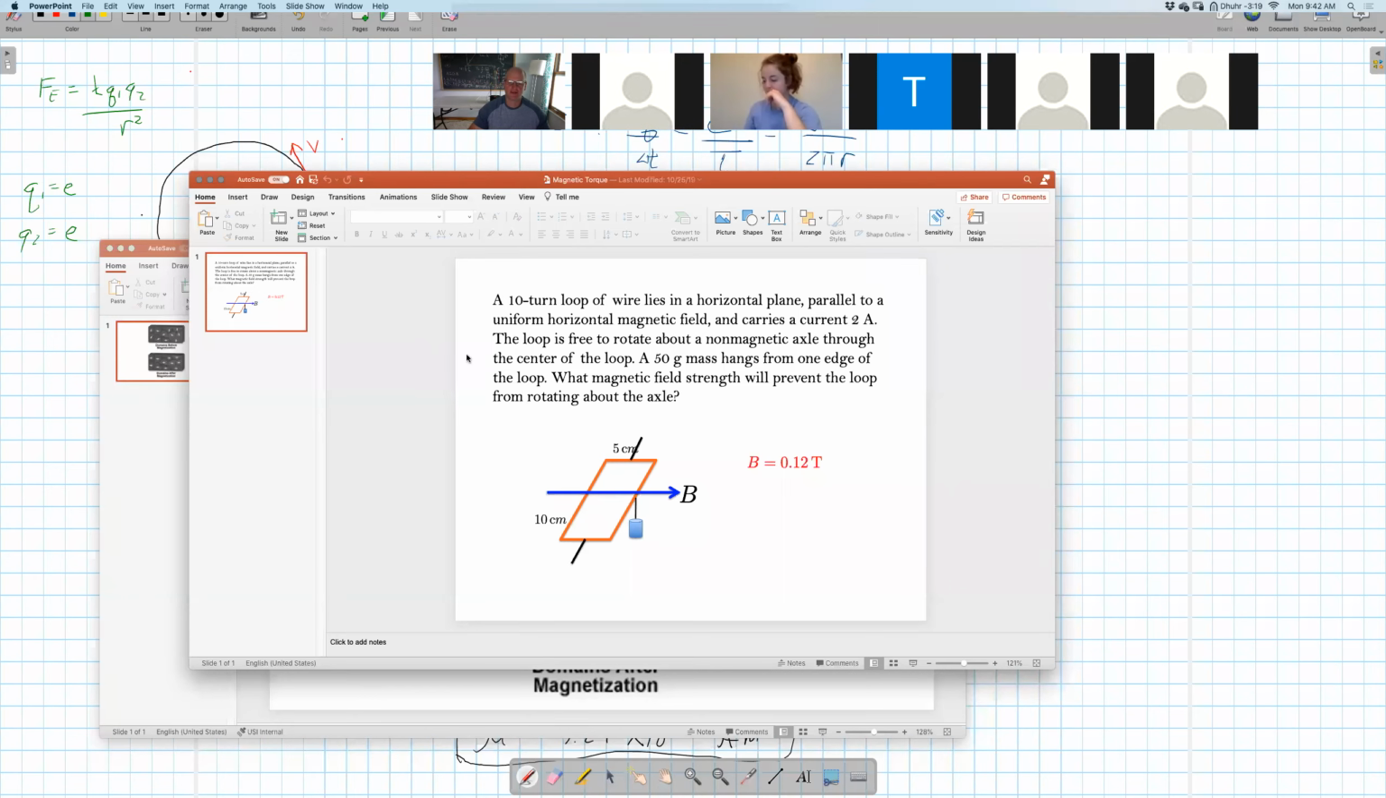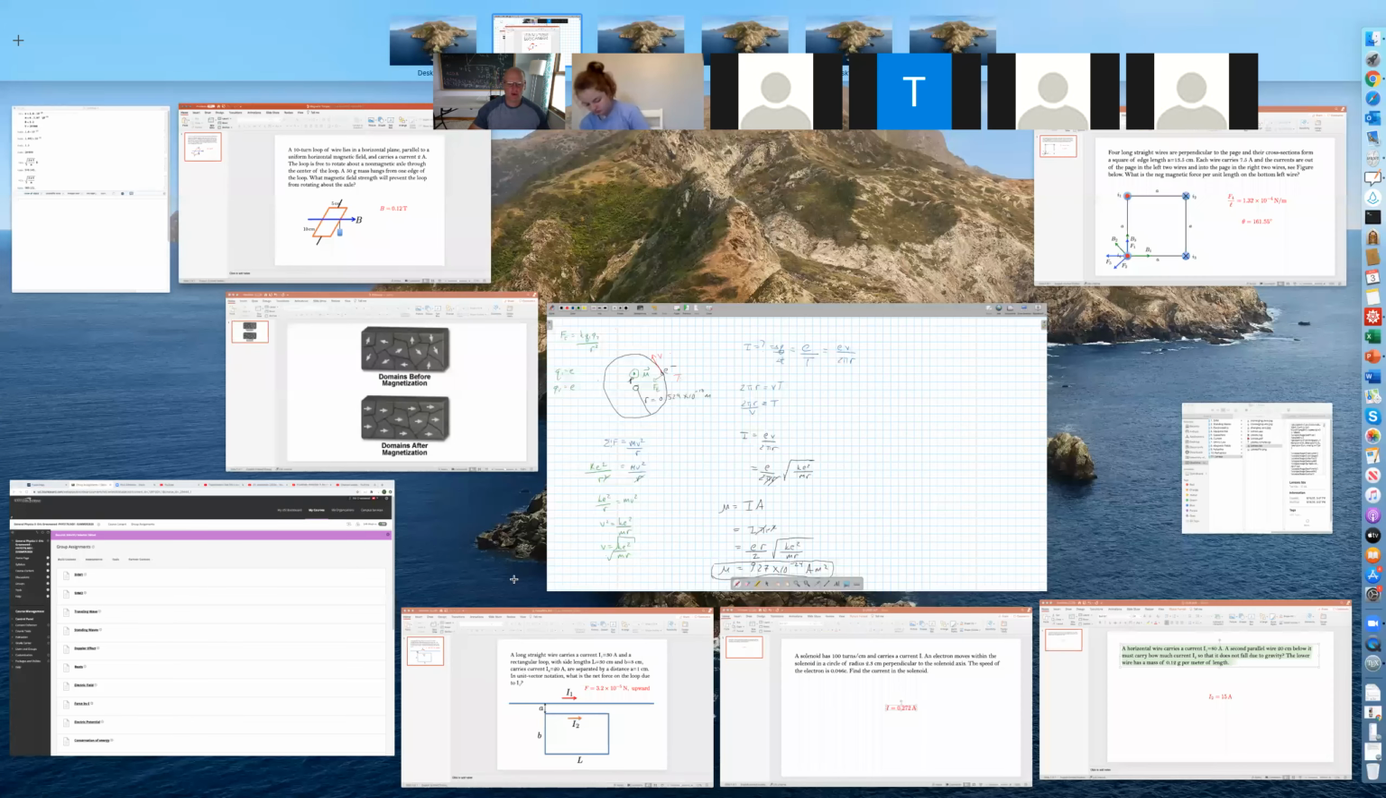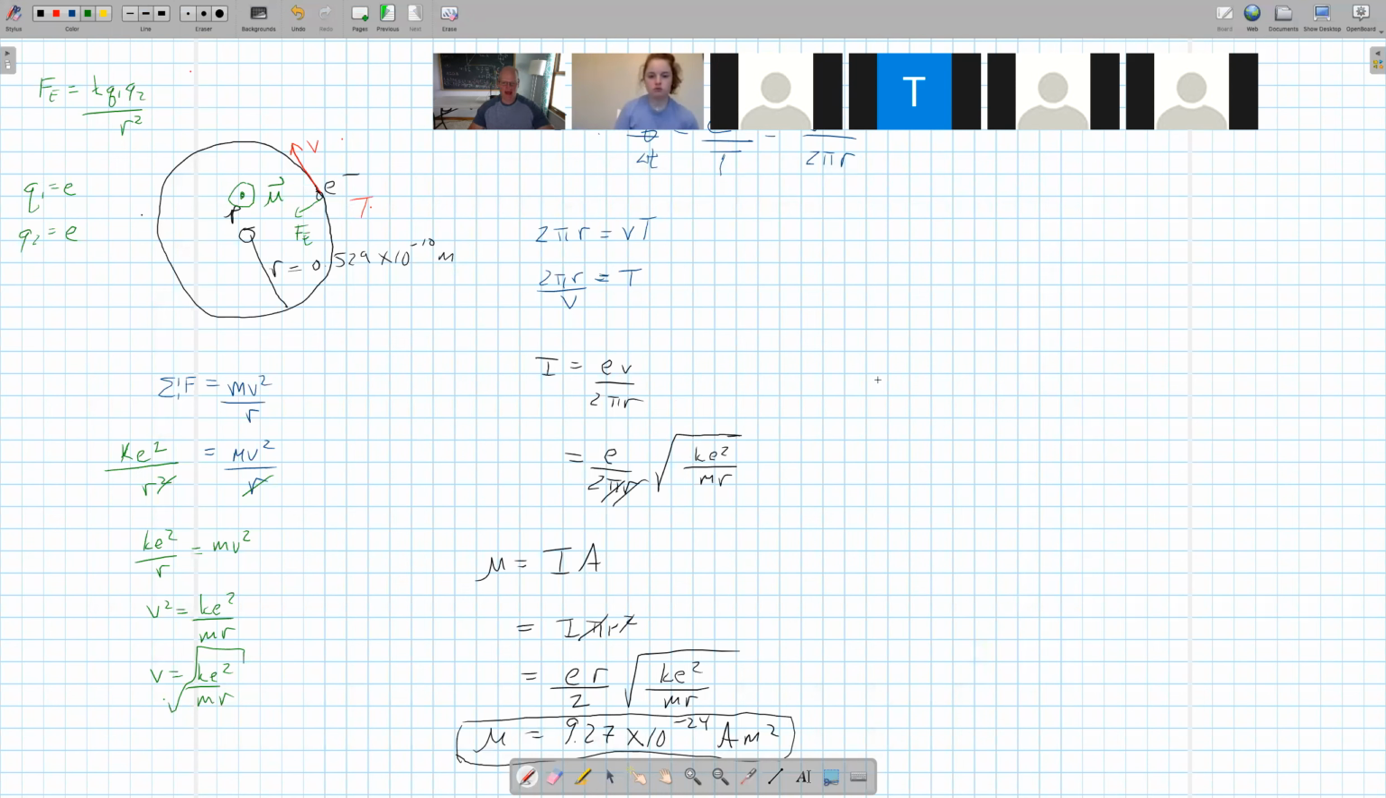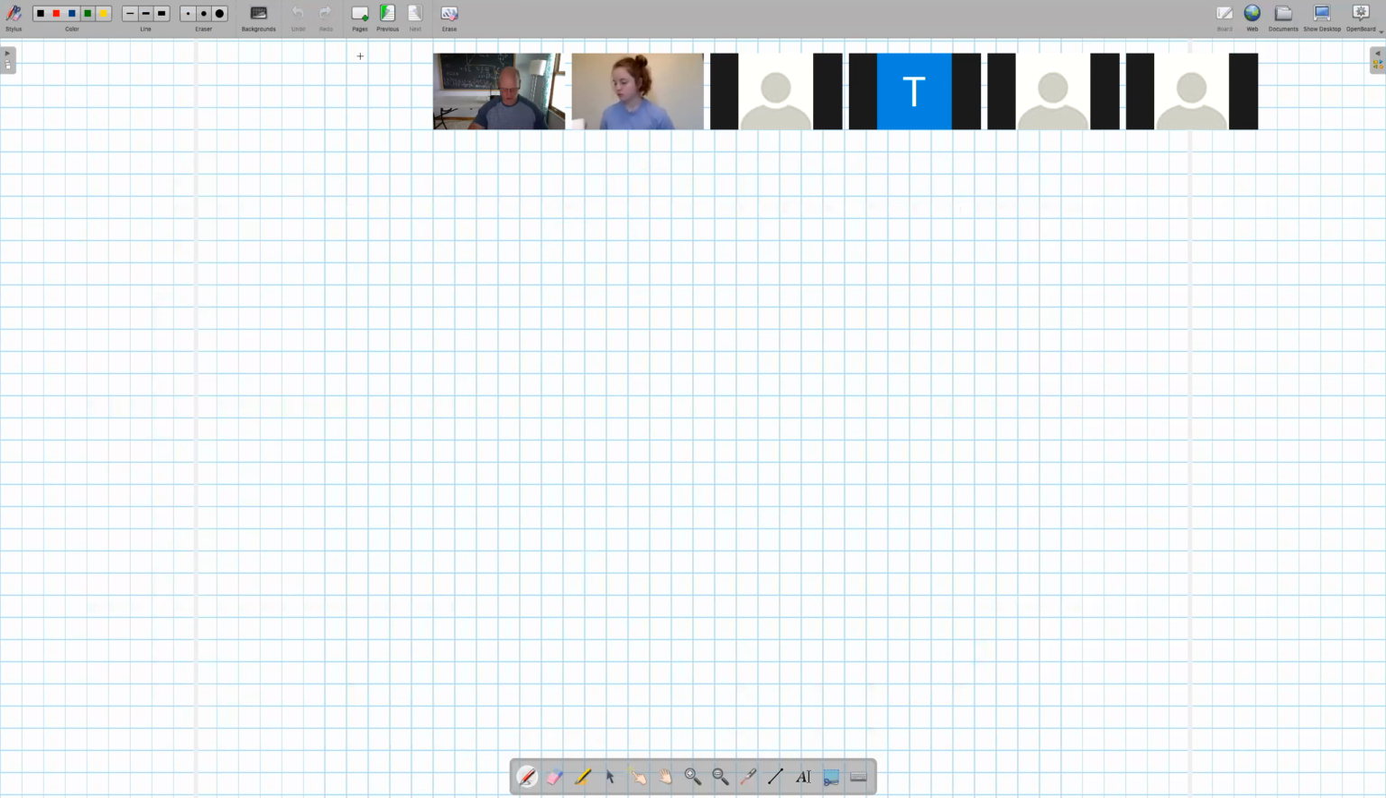Now, let's talk about what these 10 loops mean. Even though I wrote down before that mu was equal to I times A, the most general way to write it is mu equals N times I times A, where N is the number of loops. We wrote down before mu equal to I times A. This is the magnetic moment for one loop. But if you have more than one loop, each one carries the same magnetic moment, so in general we write it as N, the number of loops, times the current times the area.